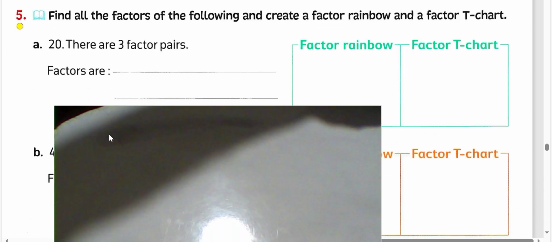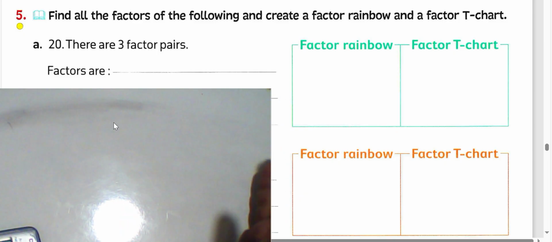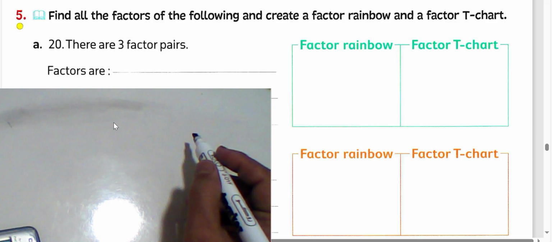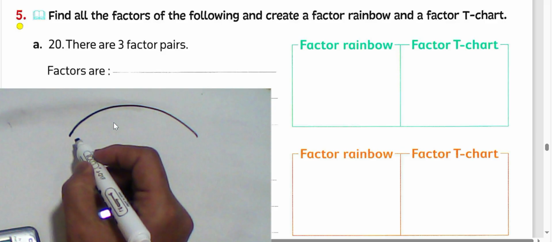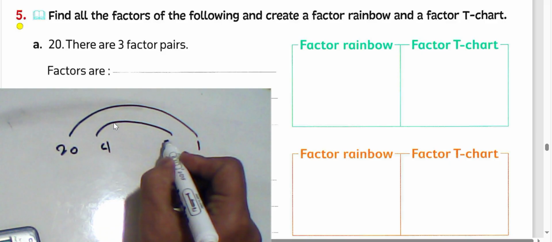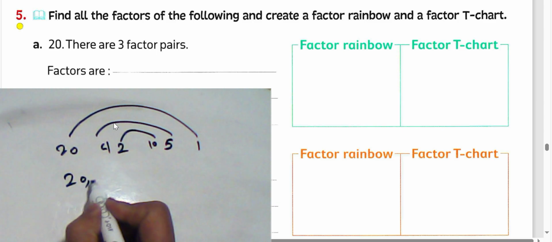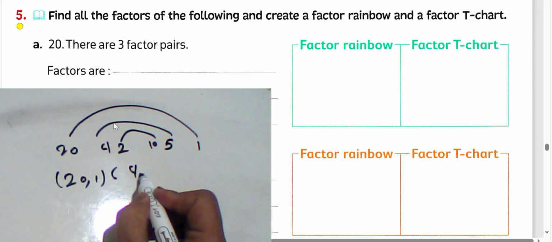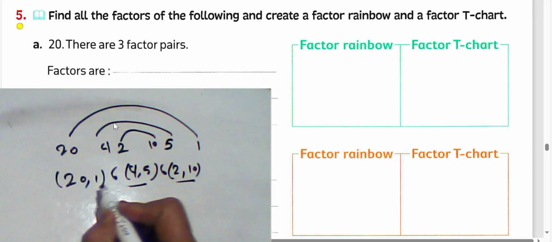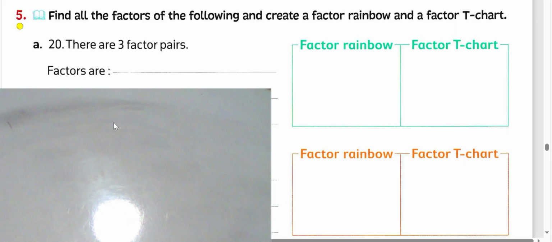Next question. 20 has 3 factor pairs. We can use the factor rainbow or factor t-shirt method. We can write this method for the number 20. 20 times 1, 4 times 5, and 2 times 10. So the first pair is 20 and 1, the second pair is 4 and 5, and the third pair is 2 and 10. 1, 2, 3. Okay, understood.